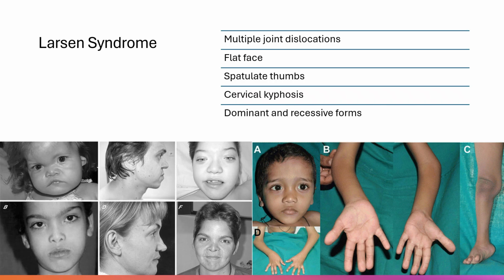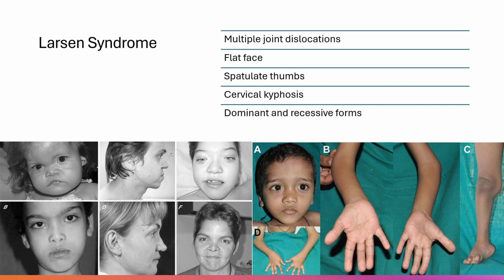Unlike other conditions where you might see obvious bone deformities, Larsen syndrome often presents with joints that appear to be in the wrong positions. Shoulders, hips, knees, and other joints may be partially or completely dislocated, creating a clinical picture that can be quite dramatic when you first encounter it.